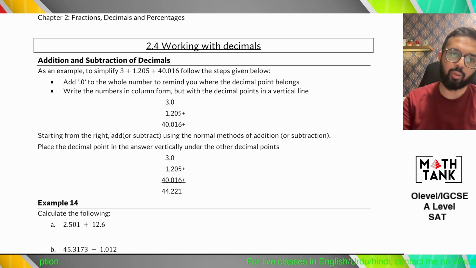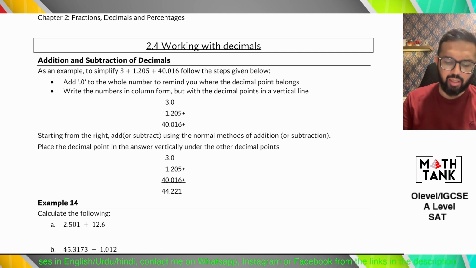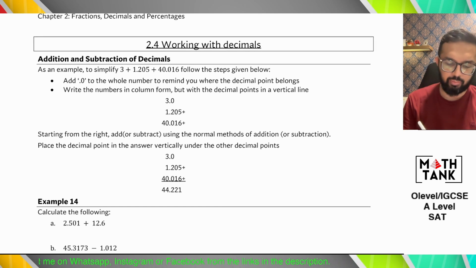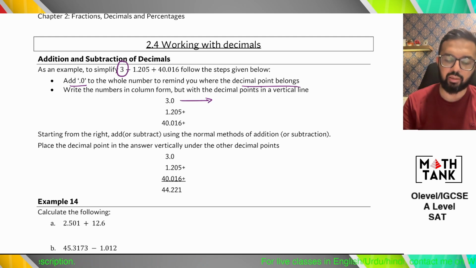The first thing that I want to teach you in this video is addition and subtraction of decimals. Let's talk about that. Addition and subtraction is only possible by following this step: add ".0" to the whole number to remind you where the decimal point belongs. So you write 3 as 3.0. That's what I've done here.